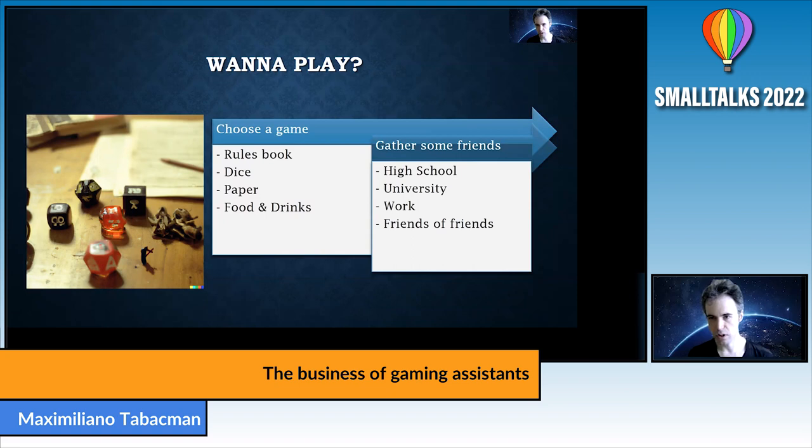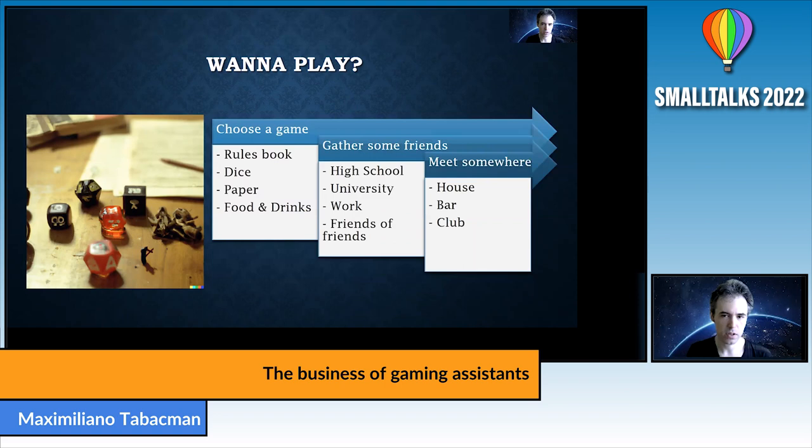These are social games. The tabletop role-playing games typically imply gathering with high school friends, university or work, and then you start bringing friends, and then, okay, you got the people, you got the game, the rules, you got the food, and you just meet somewhere. It's a social game. So you gather around, someone says, okay, it's at my house or at the club or whatever. That's all you need, just a table there, paper, the rules, you play, you have a good time.